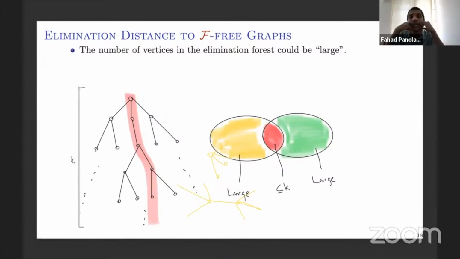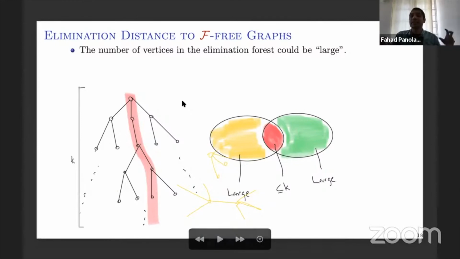So that will allow us to completely ignore this case. Completely ignore this case means, in my hypothetical solution, the elimination forest will not contain lots of vertices, because we only need to solve the problem when the graph does not have these kinds of separators. Okay, so I will explain it in the next slides.